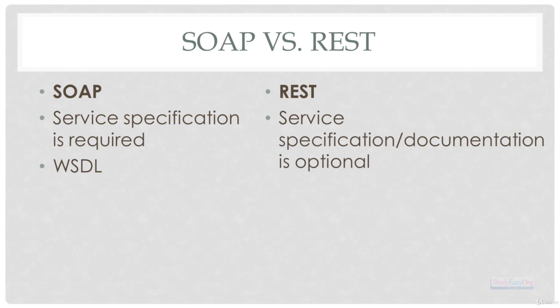Having a service specification or documentation is optional when it comes to a RESTful API. Understand this. In REST responses, we have the links inside the response itself, and using the links we can traverse and navigate the RESTful API. That is the advantage of having a link inside a response itself. Now let us try to understand how we get the links inside the response itself.